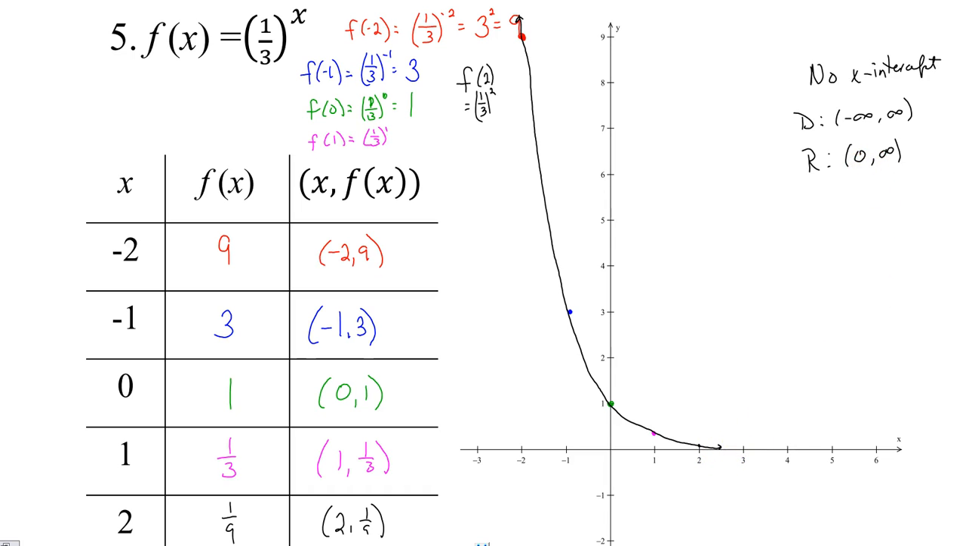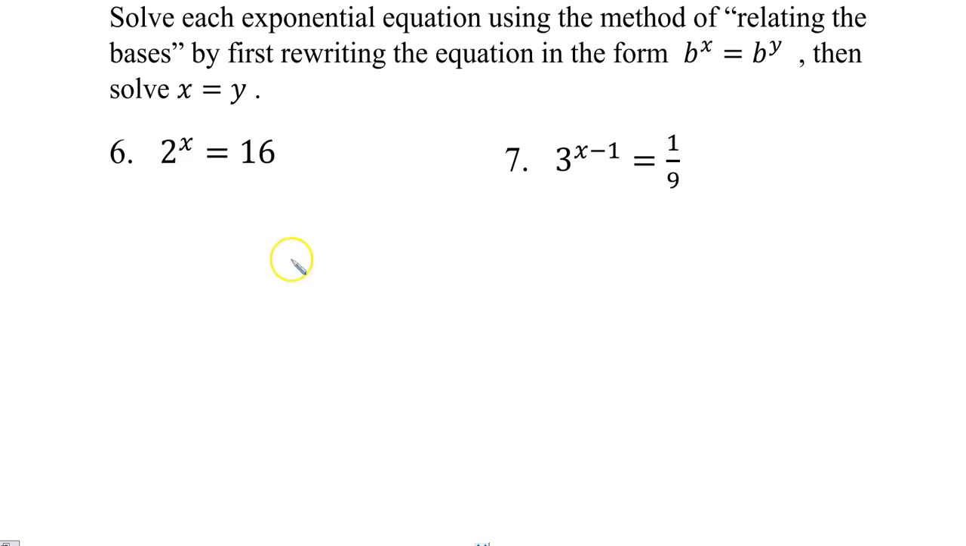Okay? All right. So let's talk about what we can do with exponential equations. So we've solved regular kinds of equations, or linear equations, and quadratics and lots of other types of equations, but now we're going to be solving these equations where the variable that we're trying to solve for is actually the exponent. And so these are our exponential equations. There's a couple of different ways to solve exponential equations, and we're going to talk about the method referred to as relating the bases.